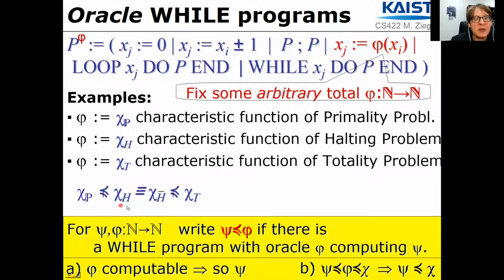And now we can rephrase what we already know about comparing the degrees of undecidability of the decision problems. Primality problem is decidable, halting problem is undecidable, totality problem is even more undecidable. We can now rephrase that in terms of comparing them as function problems using the characteristic function. But one important subtlety is now, as I said, we do have closure under complement, meaning that although as decision problems, the halting problem and its complement were different, one is semi-decidable, the other is not. But as function problems, as total function problems, that's important, they are actually equivalent. Think about that.